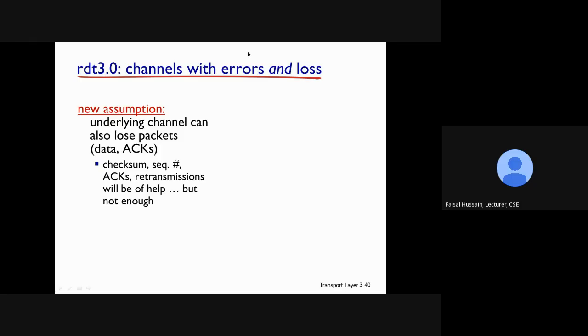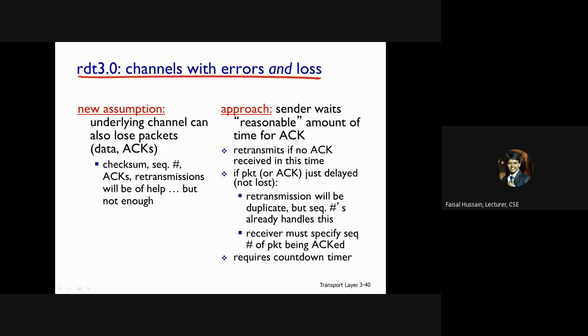Channels are prone to errors and loss. In this case, we will assume that our channel can lose the packet also. In the previous case, we only considered corruption. This situation can be handled with checksum, sequence number, acknowledgements, and retransmission, which were mentioned in the previous version of RDT.